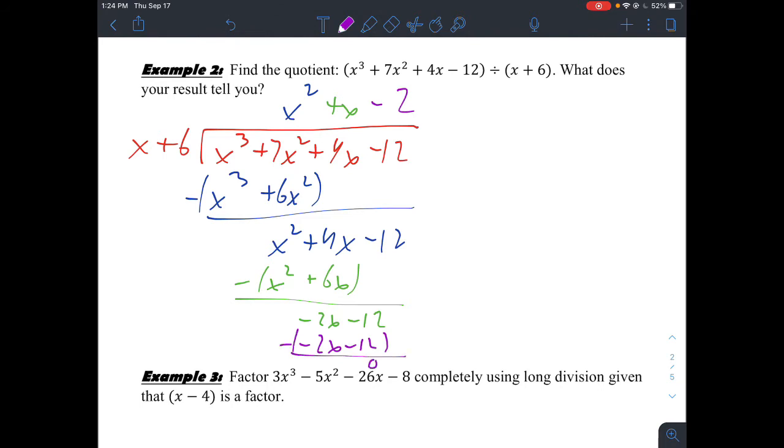So the question is, what does that result tell you? Well, let me ask you this. If I ask you what 8 divided by 4 is, you would say 2, and there's no remainder. Same thing here. So we would say 4 is a factor of 8, right? Because there's no remainder. Since the remainder here is 0, that means that x plus 6 is a factor of x cubed plus 7x squared plus 4x minus 12. So if I said to factor that cubic function, I would know that it's x plus 6 times something. We don't know what that something is yet, but we'll get there. But as long as we know it's something, that's a good start.